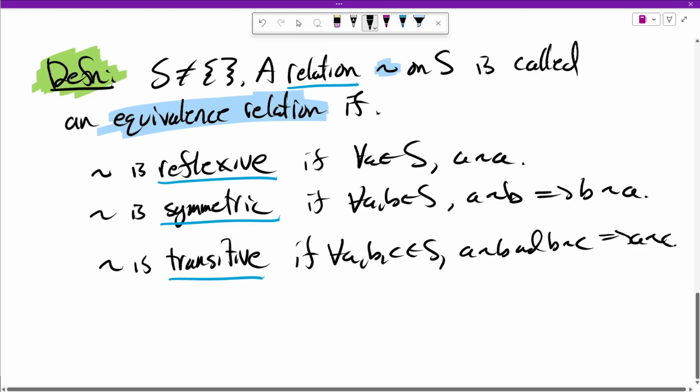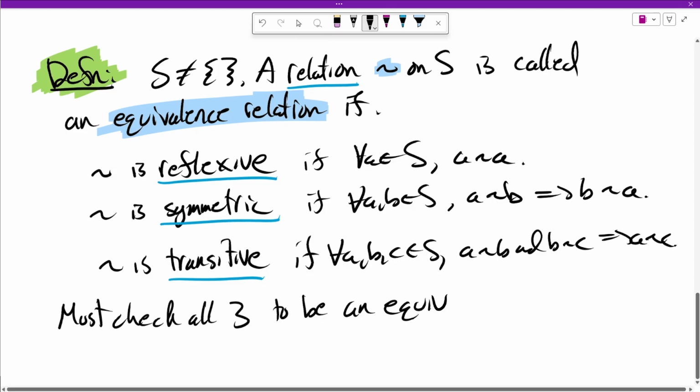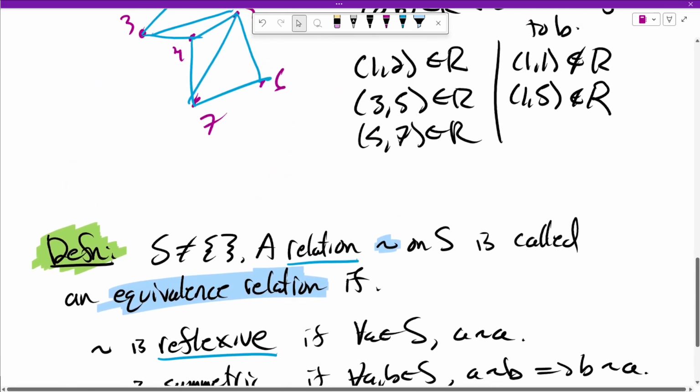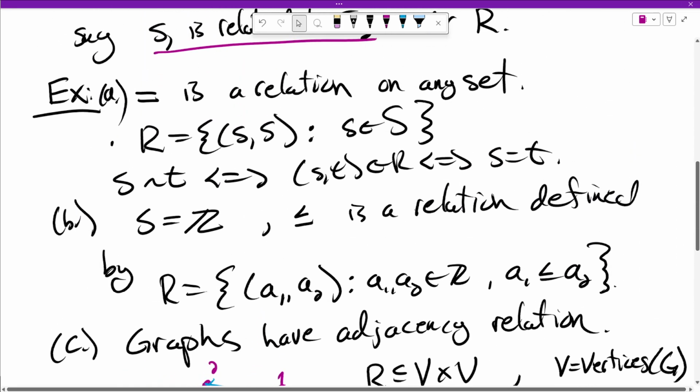All right, so these are the three properties that you have to check. Note you have to check all three to be an equivalence relation. You can't just check one or two of them. You have to check all three. So we're going to go back and look at the examples we just did, and then go on from there. Let's scroll up for a second here.